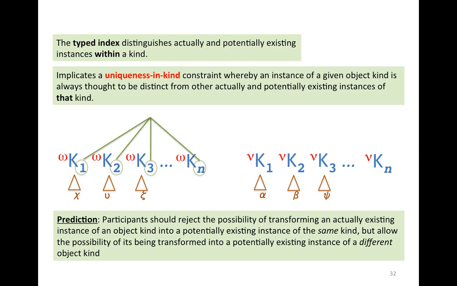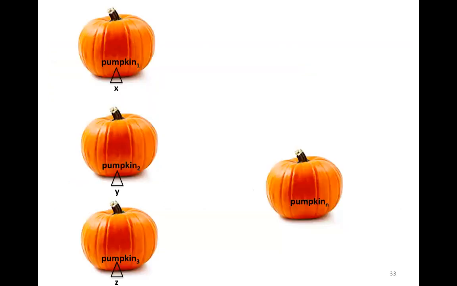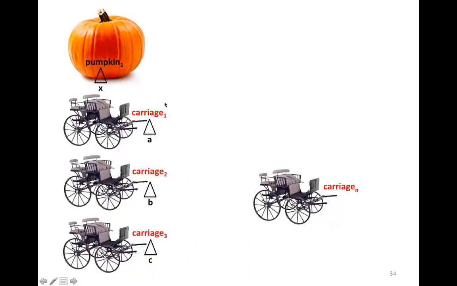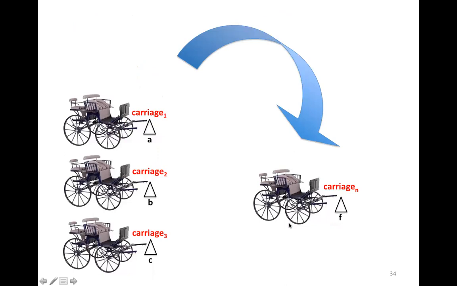But it leaves open the possibility of an actually existing instance of one kind being transformed into a potentially existing instance of a different object kind. And here is a concrete example. Here you have three actually existing pumpkins, one potentially existing pumpkin, and what the uniqueness in kind constraint implies is that you can't turn an actually existing pumpkin, say pumpkin 1, into a different, initially potentially existing pumpkin. That is not possible. On the other hand, it is possible to turn an actually existing pumpkin into a potentially existing carriage, which then becomes an actually existing carriage.